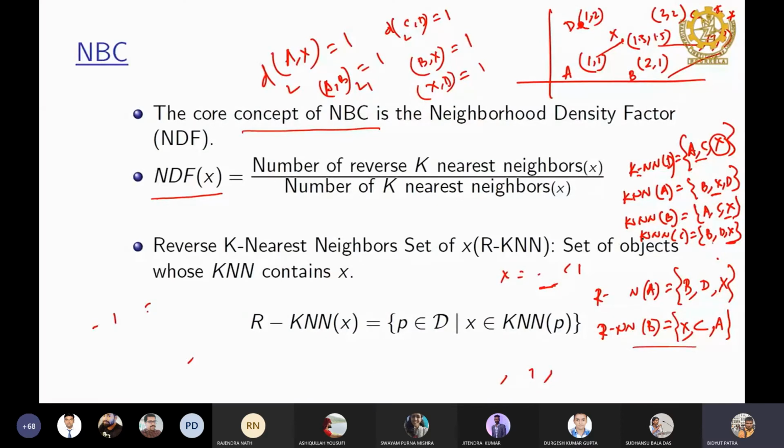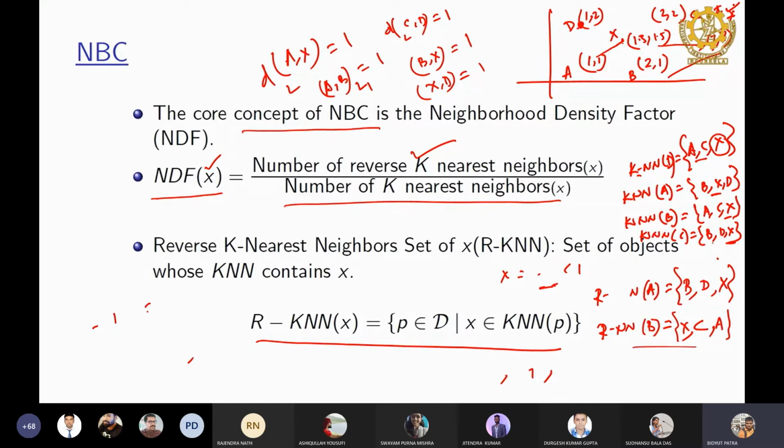What is NDF? Now for the point X, you have to compute the reverse KNN, and then take that number and divide by the number of k nearest neighbors. In most cases, the minimum value of the number of k nearest neighbors will be k. It can be more than k, but the minimum value will be k. So this denominator will never be 0. But what will happen for the numerator? The numerator value can be 0, as in this example of F.